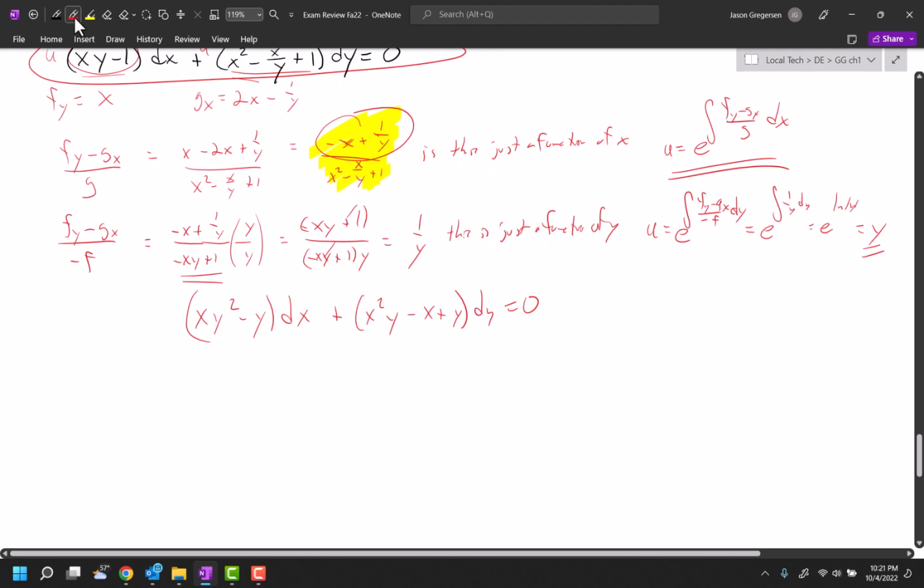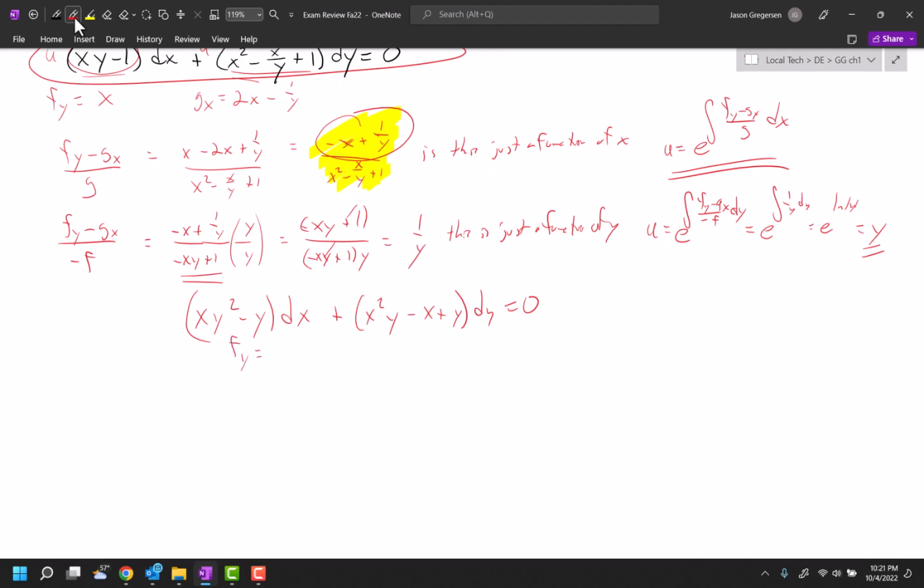If I take the partial of the first thing with respect to y, that would be 2xy minus 1. If I take the partial of the second thing with respect to x, so this is g sub x here, this new g, I would get 2xy minus 1. So yes, this new differential equation is exact.